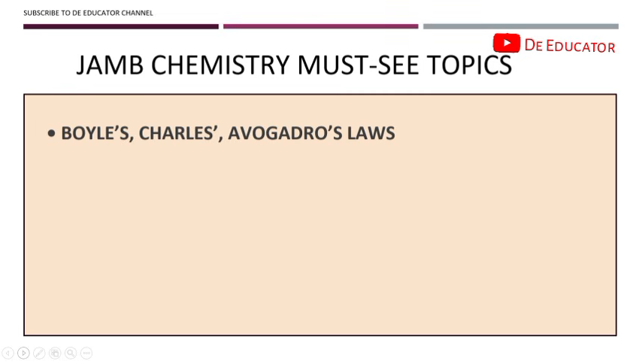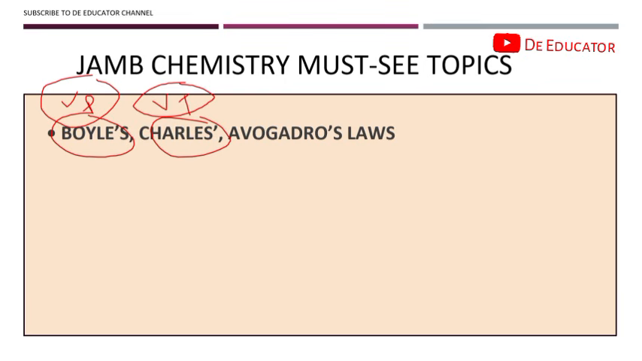You should know the connection between these laws. It is very, very important that you know the connection between these laws. Not only knowing the laws, you should know the connection. Boyle's law is between volume and pressure. Charles' law is volume and temperature. Once you see a question on volume and pressure, you should know it is Boyle's law. If it is volume and temperature, it is Charles' law, and it is that easy.